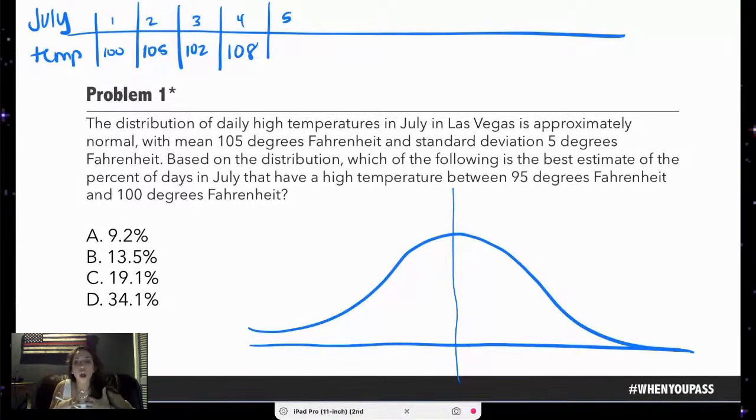We don't know the data. They did not give us the data. I'm literally making these data points up, but I'm trying to show you what a bell curve means because we all need to understand just how data operates.